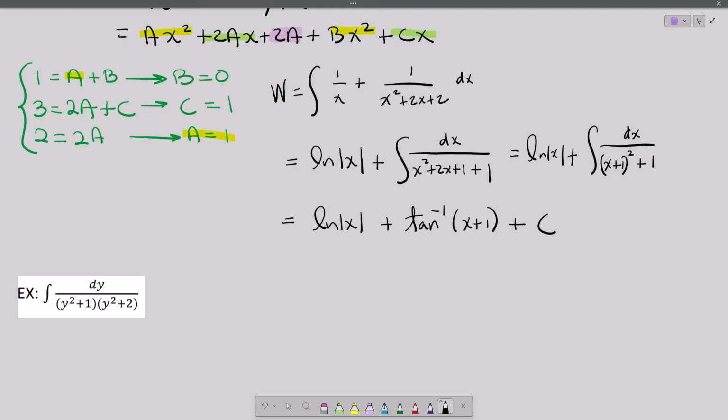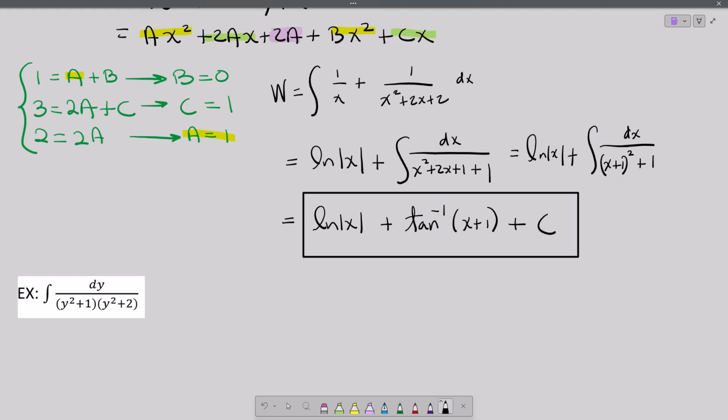We don't have to deal with any reverse chain rule because it's an x plus 1. It's not 3x plus 1 or something. If it was 3x plus 1, we would then divide by 3, whatever that derivative would be of the quantity inside the parentheses. So we don't have to deal with reverse chain rule in this case.